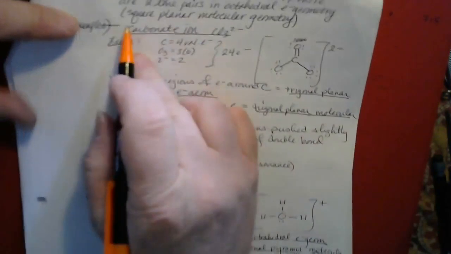All right, some examples. We could look at the carbonate ion. Okay, looking at the carbonate ion, it has a formula of CO3 with a -2 charge on it. So doing the Lewis structure, first of all, carbon has 4 valence electrons. There are 3 oxygens, which have 6 valence electrons each, and there's a -2 charge on it, which means 2 extra electrons. So that's 24 electrons total.